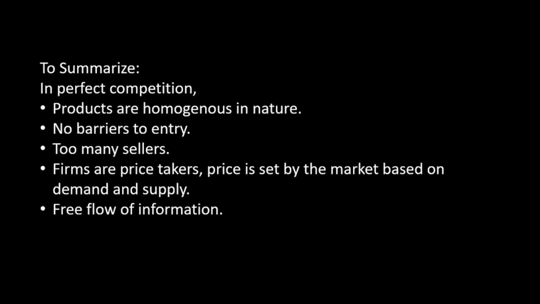So to summarize, these are some of the characteristics that we talked about. In perfect competition, products are homogeneous in nature. There are no barriers to entry. There are too many sellers in the market. The firms are price takers, and this price is set by the market based on the demand and the supply. And lastly, there is free flow of information in such markets. Now let's see what happens to the economic profits in a perfectly competitive market.